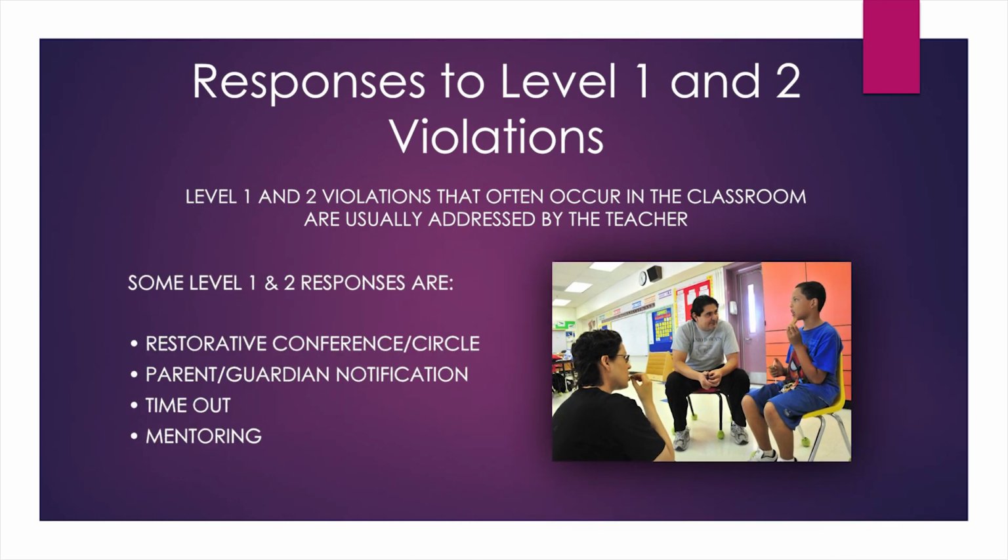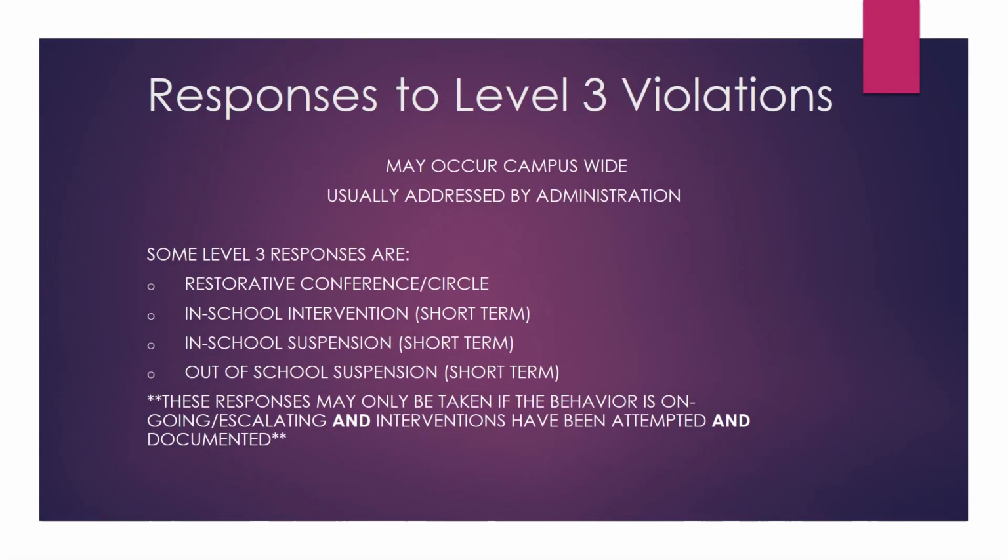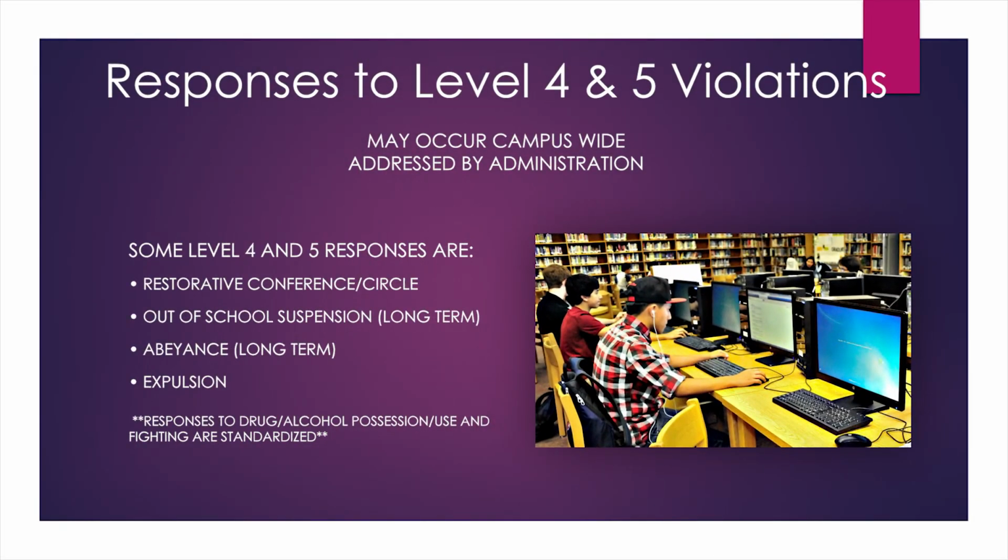What are some of the responses to levels 1 and 2 violations? Level 1 and 2 violations often occur in the classroom and are usually addressed by the teacher. Some of those responses are a restorative conference or circle, parent or guardian notification, a timeout, mentoring. What are some responses to level 3 violations? Level 3 violations may occur anywhere on campus and are usually addressed by administration. Some of those responses are a restorative conference or circle, short-term in-school intervention, short-term in-school suspension, short-term out-of-school suspension. These exclusionary consequences may only be taken if the behavior is ongoing and escalating and interventions have been attempted and documented.